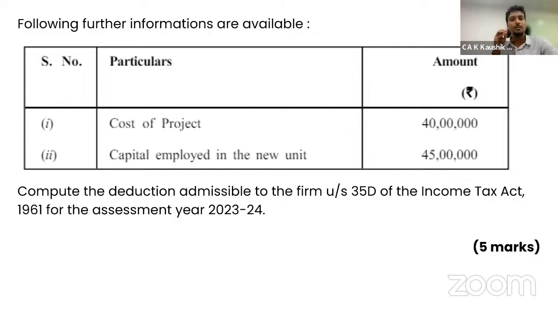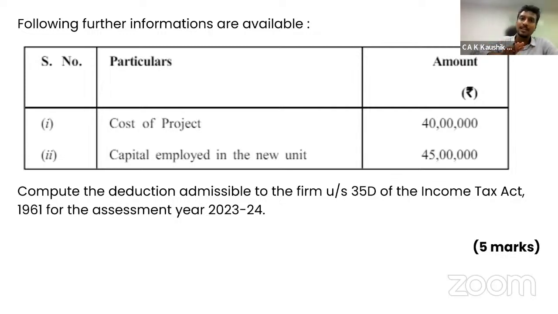Compute the deduction admissible to the firm under section 35D of the Income Tax Act 1961 for the assessment year 22-23. In case of a private limited company or a corporate, you will have to take the cost of project or capital employed, whichever is lower. But here, though the capital employed is given, it is not relevant since it is a partnership firm. Since it is a partnership firm, your focus should remain only on the cost of the project.